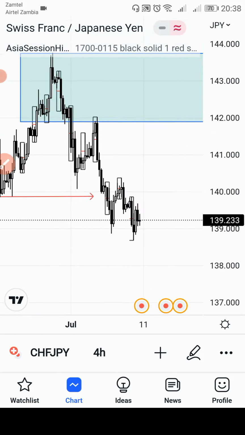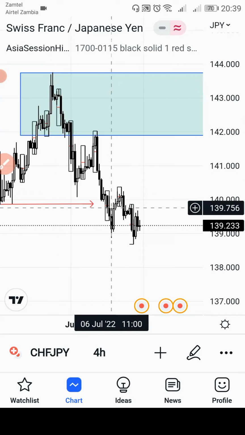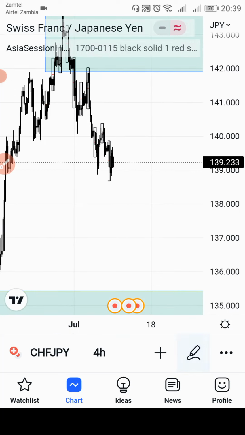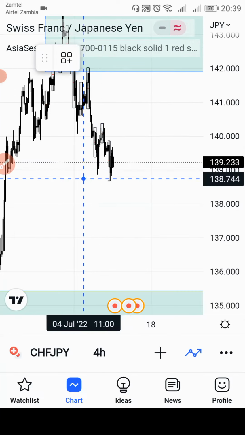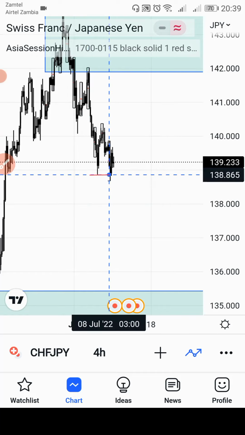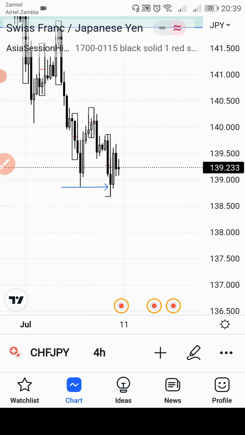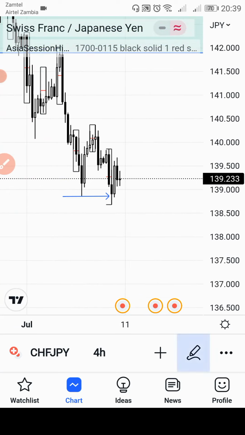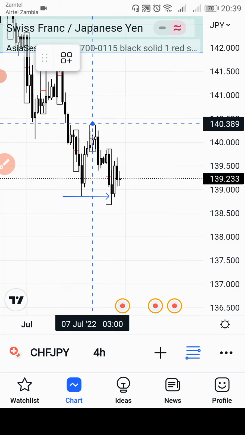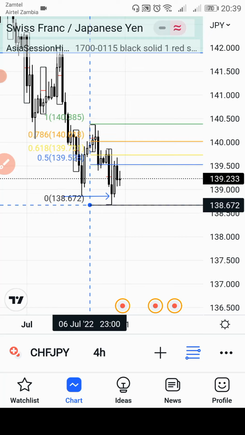On the lower time frame, we can see the H4. The trend on the H4 is bearish also, and our most recent break on the H4 is right here. Since this is our most recent break on the H4, our current swing leg is this one. If we put our Fibonacci retracement, you can see our current swing leg is this one.